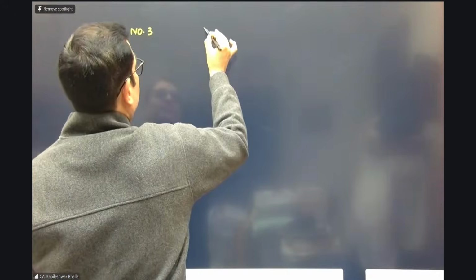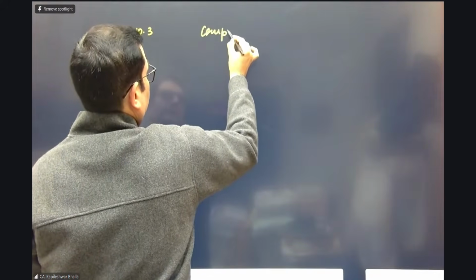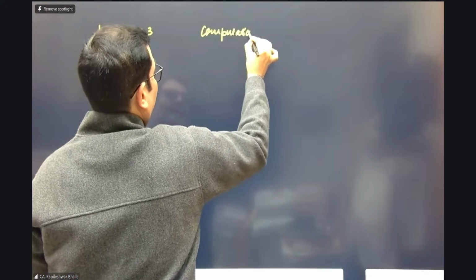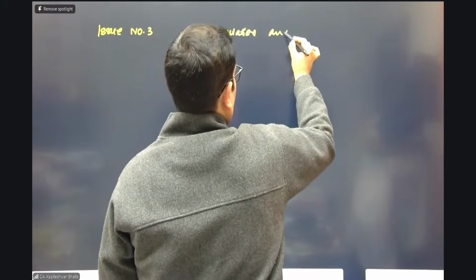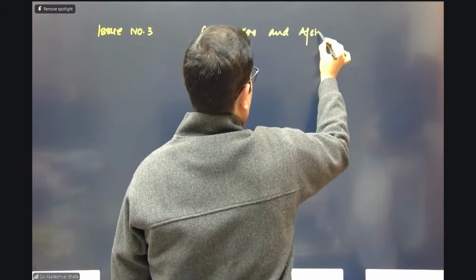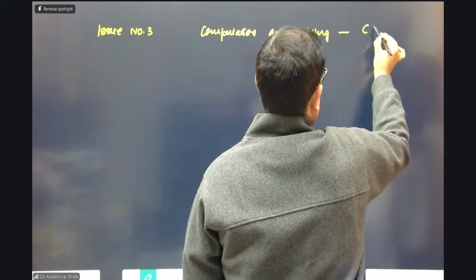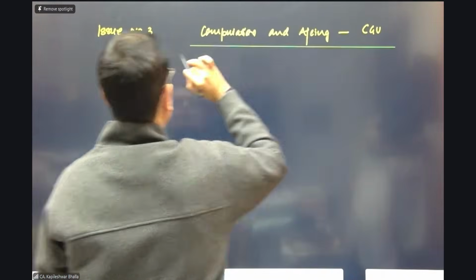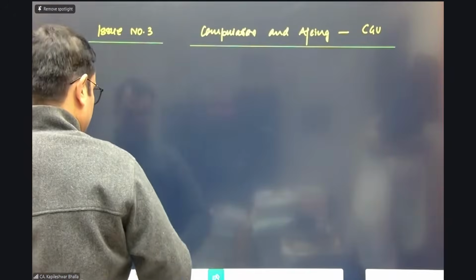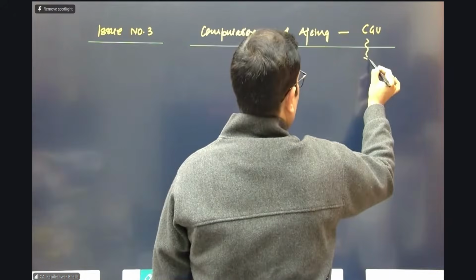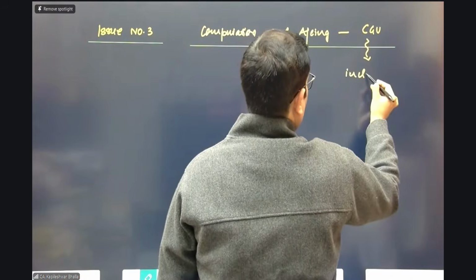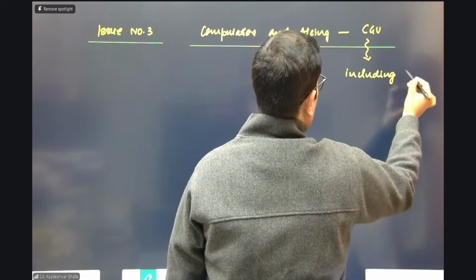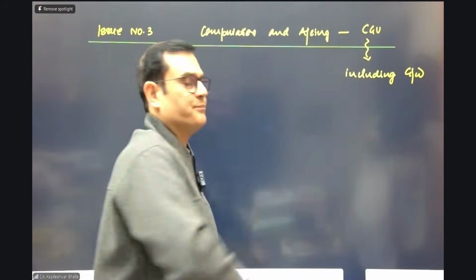So we have now got issue number 3, and that is the computation and accounting. It is computation and accounting for cash generating units, and we're talking inclusive of the goodwill. So when you're going to do this, it will be including the goodwill impact as well.